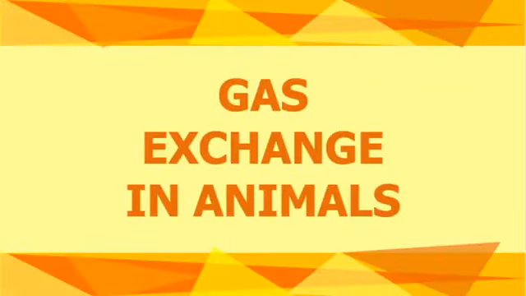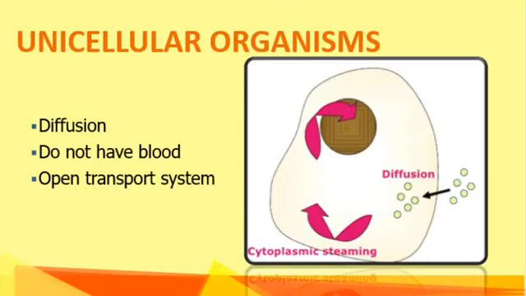All right. So how do animals exchange their gases? What are their different mechanisms? Let's see. We have unicellular organisms. From what the name suggests, each organism only has one cell, so they don't have a lot of space to work on. They do not have blood or blood vessels, which means they only exchange their gases through diffusion, as you can see here in the picture. They are considered to have an open transport system because they do not have blood or blood vessels.